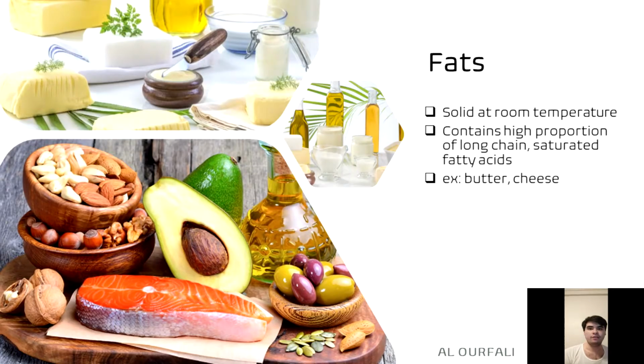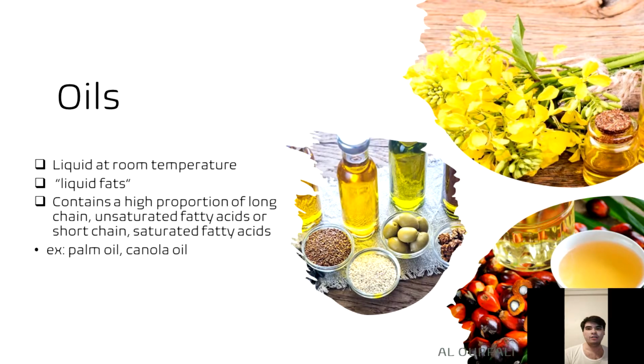For fats, solid at room temperature, containing a high proportion of long-chain saturated fatty acids, examples like butter and cheese. For oils, liquid at room temperature, liquid fats contain a high proportion of long-chain unsaturated fatty acids or short-chain saturated fatty acids, examples like palm oil and canola oil.